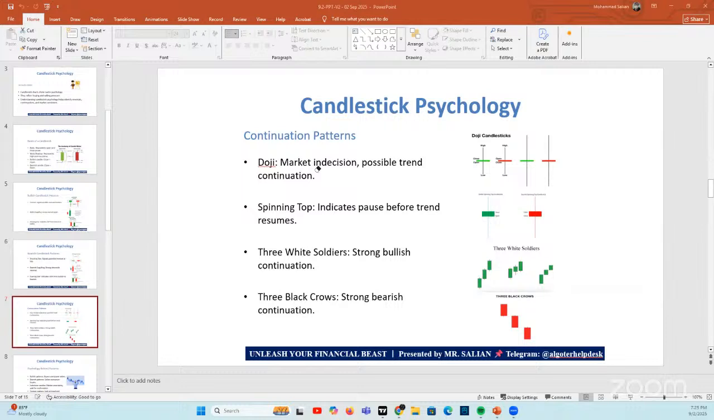So we already discussed the bullish pattern and the bearish pattern. Now, there is also a thing called continuation patterns. So a doji: market indecision, possible trend continuation. A doji, as you all know, looks like that. Very small body and wicks on top and the bottom. Some wicks are longer, and this is everywhere on the chart, right?